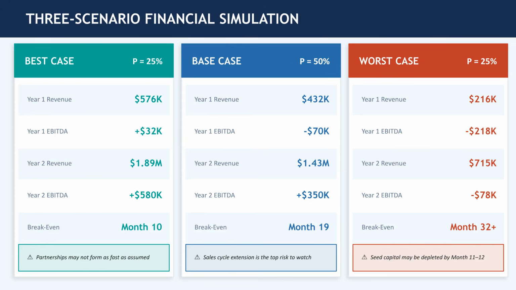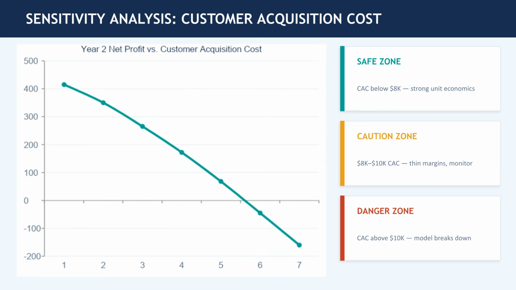if this scenario emerges. Our sensitivity analysis on customer acquisition cost reveals the breaking point. Above a $10,000 CAC, the business loses money. The practical insight is to set a firm CAC ceiling of $8,000 and monitor it diligently.